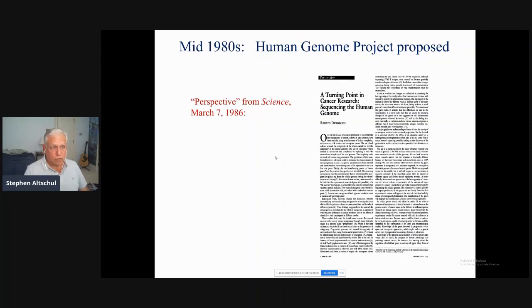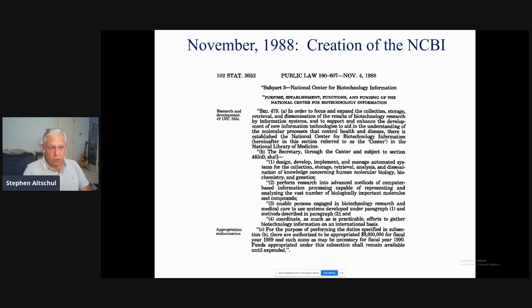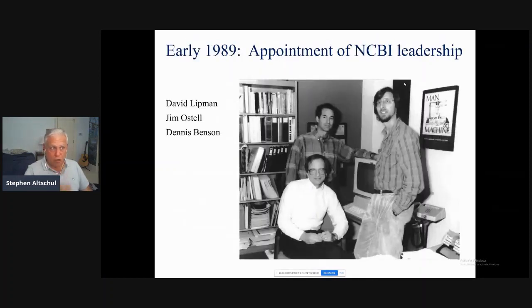The US Congress noticed this and felt that there was going to be a need for a government center focused on basically what we now call bioinformatics. In November of '88, a public law was signed creating the National Center for Biotechnology Information. In early 1989, the leadership of NCBI was appointed. This included David Lipman as director, Jim Ostell, who was in charge of software development, and Dennis Benson, who made sure that everything ran properly.